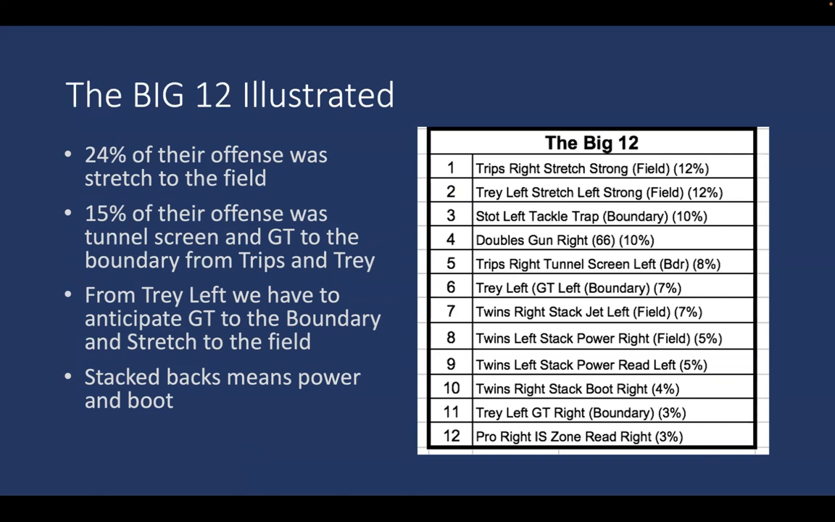So we may have stretch to the right, stretch to the left. And then we're going to move the ball. I'm going to put the ball on hashes. We may not move it up and down the field, but we're going to move it on hashes. 15% of their offense was tunnel screen and GT. Just between those two things, I've got half of their offense. So that's what half of our team time needs to be spent on. That's what our individual time needs to be spent on.